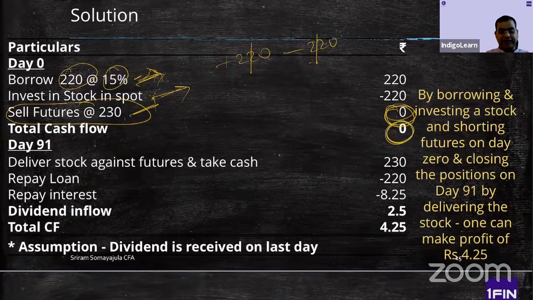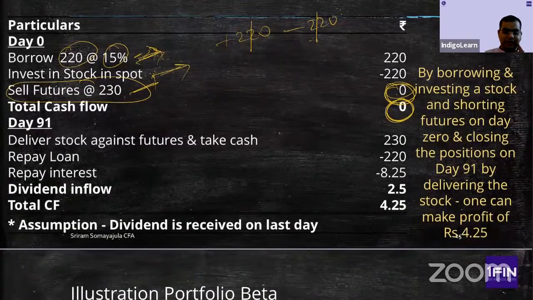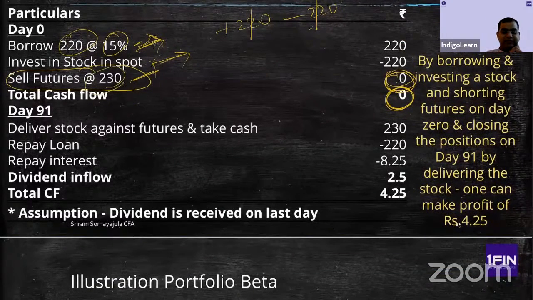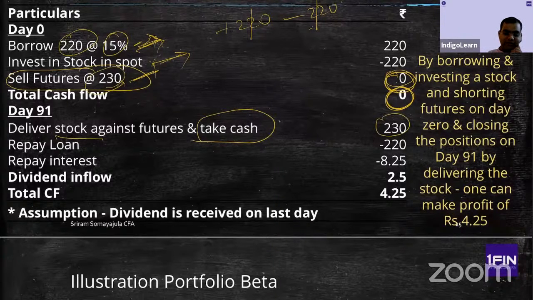Then after 91 days, what will happen? On the future date, what is supposed to happen? You have sold future, right? So what do you mean by sold future? On a future date, you have agreed to sell something to somebody at 230. So when you sell something at 230, that somebody will give you 230 and you have to give them that something. What is that something? The stock. So you give the stock to them and take rupees 230. You deliver the stock against the futures and take the cash.